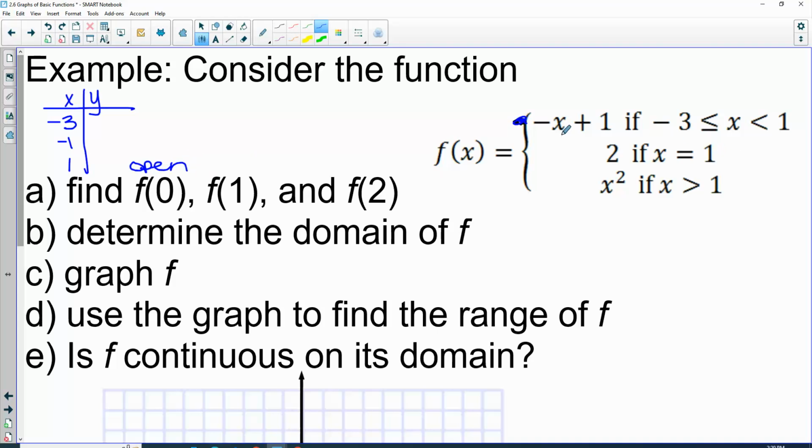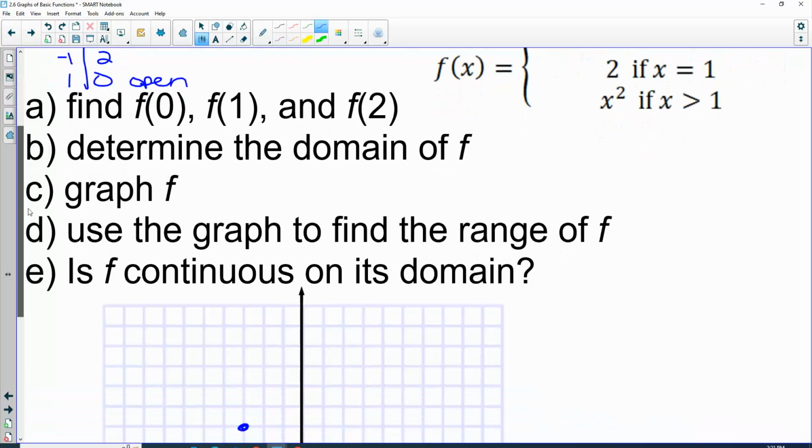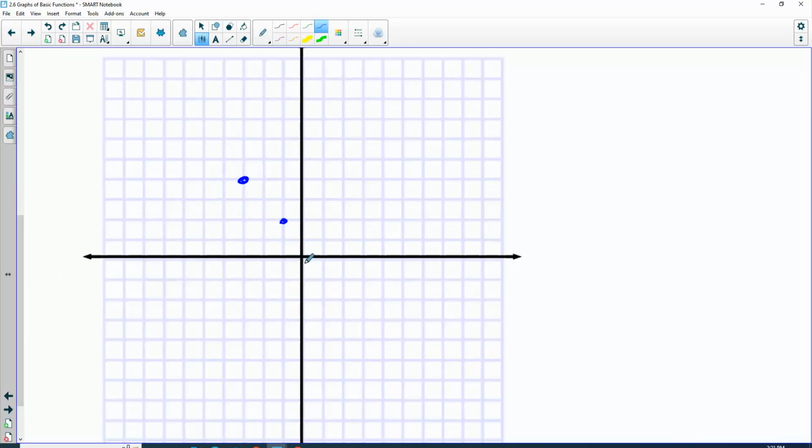All right, so if we put in -3, the opposite of -3 would be 3 plus 1 is 4. If I put in -1, the opposite of -1 is 1 plus 1 is 2. If I put in a 1, the opposite of 1 is -1 plus 1 is 0. So we have -3, 4, -1, 2, +1, 0 was open. This had 2 endpoints, so when you draw it, it's just that little line segment.